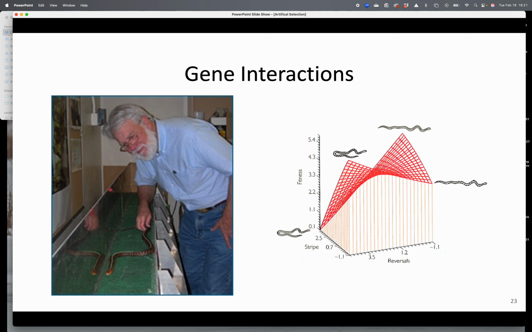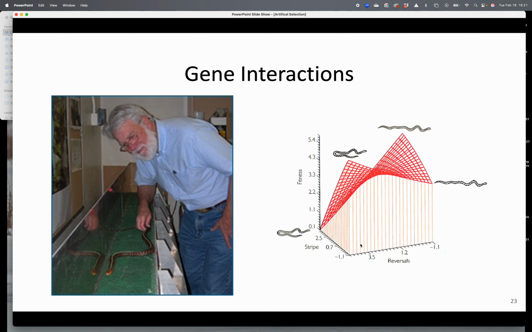And so what they did was they scored the snakes that they were racing for color pattern. So you have some snakes with a high stripe index, those are the striped snakes. The low stripe index, those are checkered snakes. And as they were racing them, they also scored the tendency to reverse themselves. Individuals with a high reversal index tend to reverse themselves. Ones with a low reversal index tend to go in a straight line.